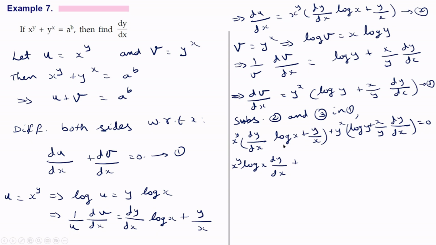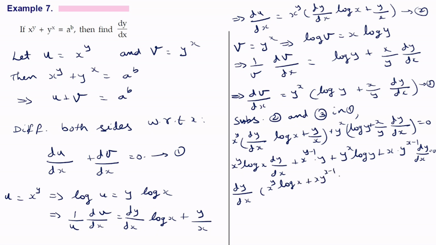So this is x raised to y log x dy by dx plus here x raised to y into y by x will be x raised to y minus 1 into y, plus y raised to x log y, plus here y raised to x into x by y will be y raised to x minus 1 into x. So it is x into y raised to x minus 1 dy by dx equal to 0. So here we can collect all terms with dy by dx on one side and take the other terms to the other side. So we get dy by dx into (x raised to y log x plus x into y raised to x minus 1) equal to minus of (x raised to y minus 1 into y plus y raised to x log y).